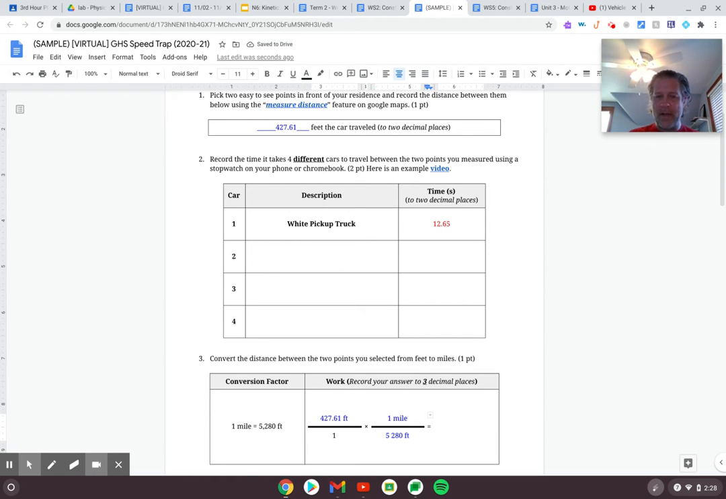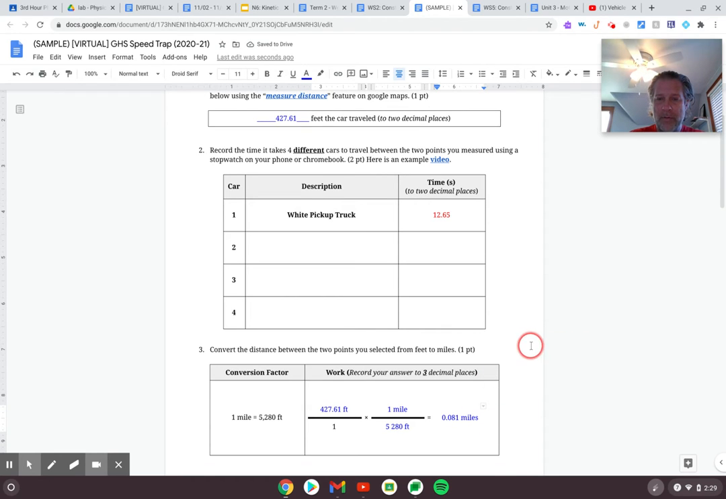And when I plug that into my calculator, which is 427.61 feet times 1 divided by 5,280 feet, I get a value, and I want this to go to 3 decimal places. So I get a value of 0.081, and that's going to be miles. So that was the first calculation that I had to complete.